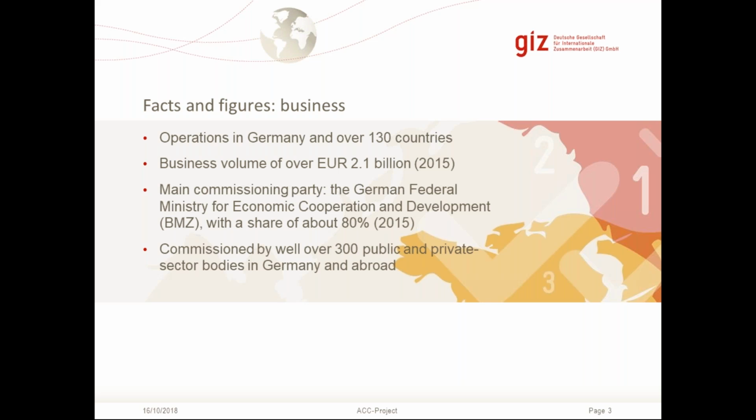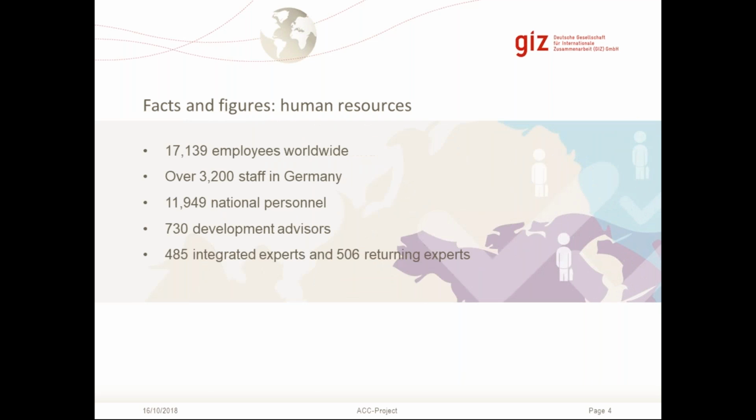Mainly this fund is coming from the German Federal Ministry for Economic Cooperation and Development, and we have other funds: 80% from the BMZ and 20% from other donors, which is around 300 different public and private organizations who are supporting the GIZ. We have a big number of employees, around 17,000. From that, around 3,000 employees are in Germany, and the major part, around 12,000, are national personnel from our different partner countries.